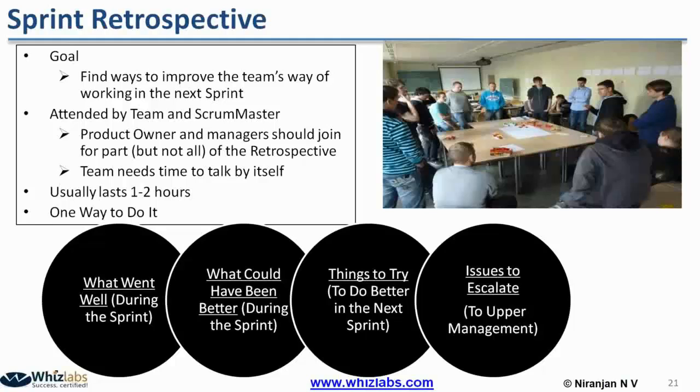Also, the team can capture if there are any issues to be escalated to upper management. For example, they had planned for a test environment, but that did not arrive. That could be one of the issues to be escalated. Or maybe there is no adequate infrastructure available to do the sprint review. They can escalate these kinds of issues to upper management.